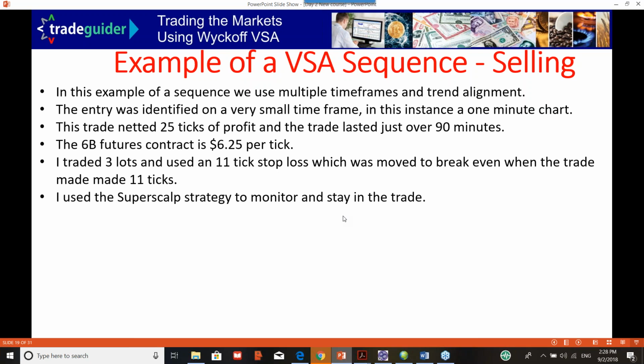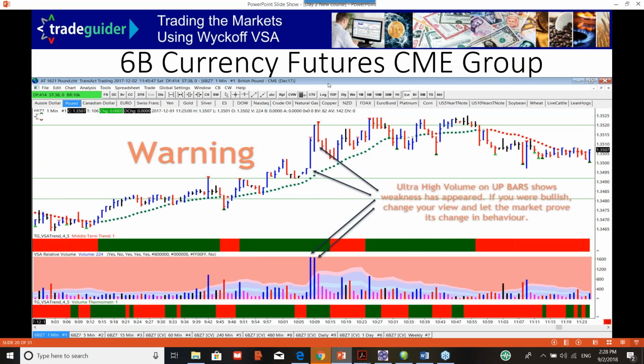So to give you some examples of some sequences. Okay, and this is an example now of selling. So I've shown you a buying sequence. This is now selling, and it's again 6B. So we know that weakness will appear on up bars, and I've marked the very top of the very high volume bar. Remember, when you see ultra high volume on up bars, it could be, and most likely is, professionals taking profit because they bought lower.